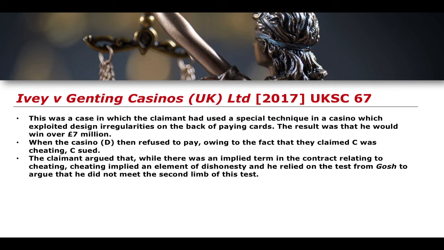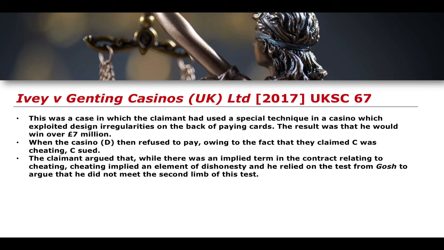The claimant argued that there was an implied term in the contract relating to cheating. Essentially, that it was implied that you shouldn't be able to win money in the casino through cheating, and that cheating implies an element of dishonesty. And he relied on the test from Ghosh to argue that he did not meet the second limb of this test. So, essentially, the claimant says, I want my money, you're refusing to pay me my money, I accept that there is an implied term in the contract relating to cheating, but that the idea of cheating implies an element of dishonesty. So, let's think about the element of dishonesty.